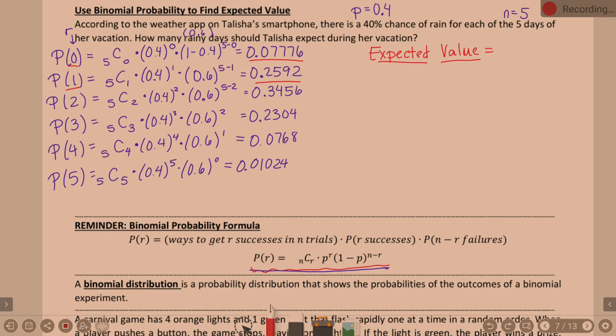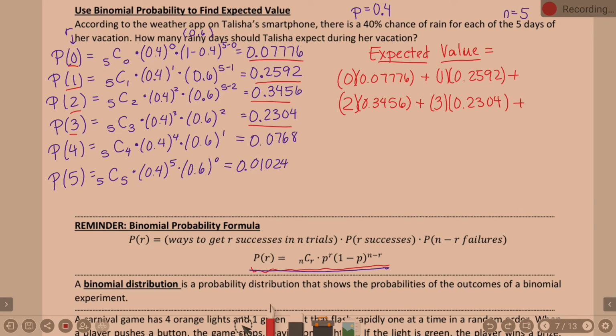As I start writing this out: 0 times 0.07776, plus 1 times 0.2592, plus 2 times 0.3456, plus 3 times 0.2304, plus 4 times 0.0768, plus 5 times 0.01024.